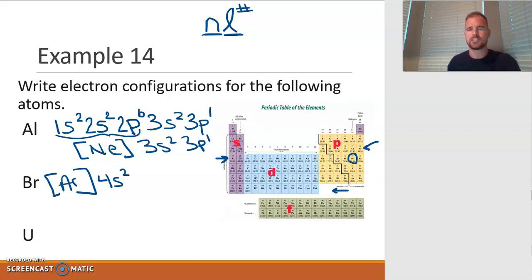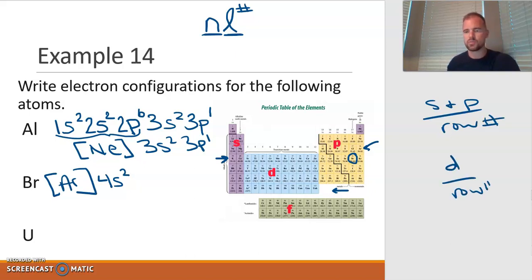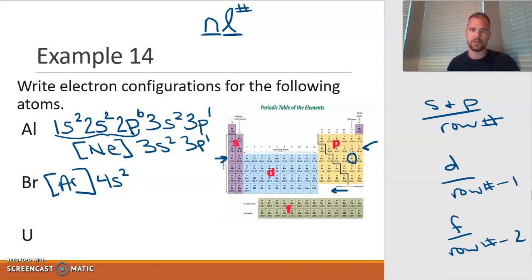Now remember in a past video when I said the S and the P were equal to the row number, the D was equal to the row number minus 1, and the F was equal to the row number minus 2. That comes into play here. So after we go through these 4s2, we then get to the D block. Even though we're in row 4, we're actually not in the 4th energy level. We're actually in the 3rd energy level. So I would write 3D instead of 4D.